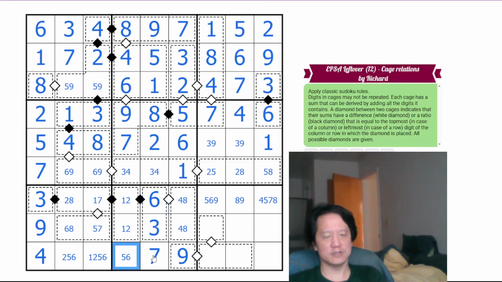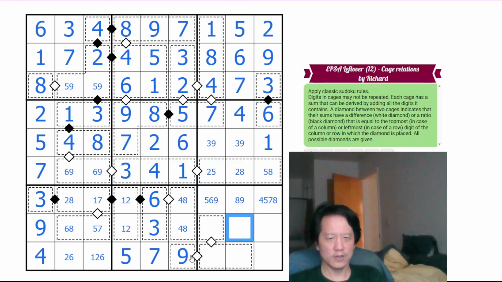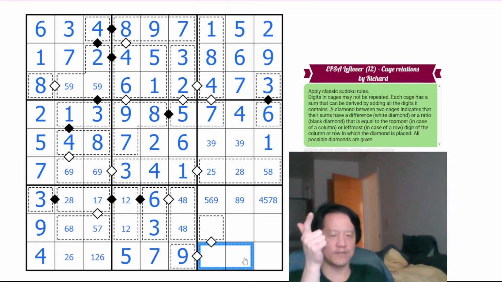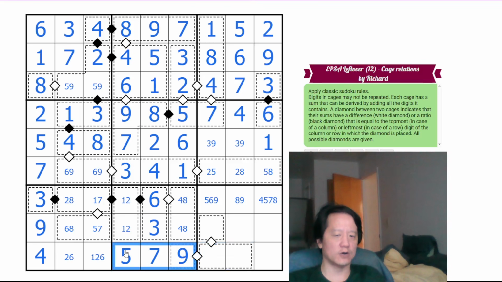6 eliminates 6 here, so it's 5. No 5 here, so it's 1, 2, and 6. 3 eliminates 3 here, so that's 4 and 3. So this is 9 plus 4 or minus 4. It can't be 9 plus 4 because that's 13, which would require either a 4, 9 pair, 5, 8 pair, or 6, 7 pair, but 5, 7, and 9 are all here.